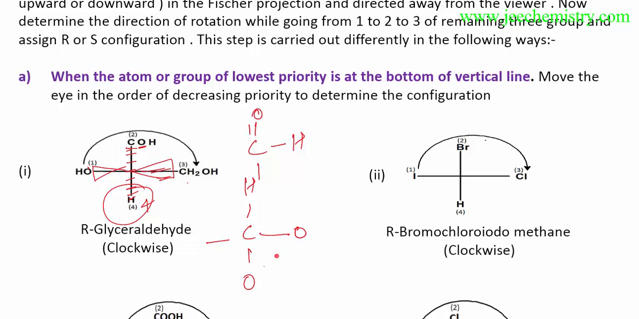This carbon has 2 oxygens, but this carbon has only 1 oxygen. This carbon has 2 hydrogens. This carbon has only 1 oxygen, but this carbon has 2 oxygens because it has a double bond. That's why it is given higher priority than this carbon. This group has higher priority than this group. So this is given 2, this is given 3. So 1, 2, 3 follows the clockwise direction, so it is R configuration.